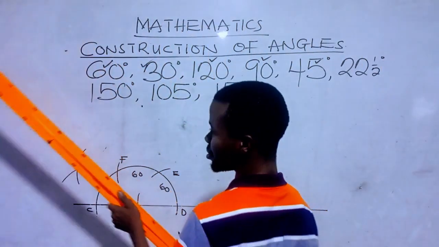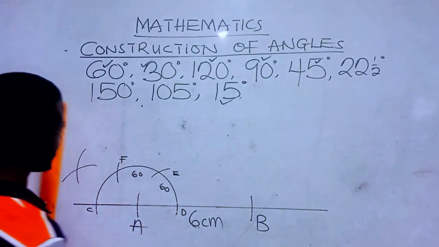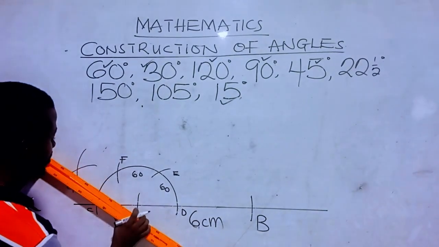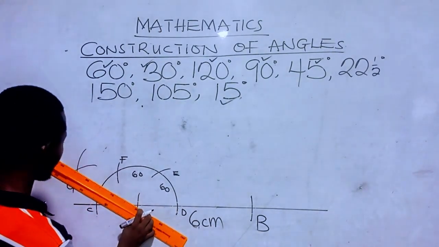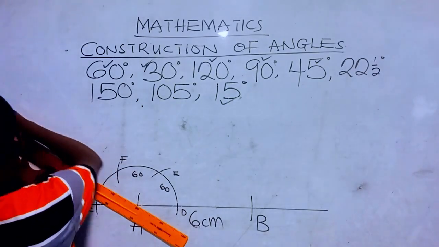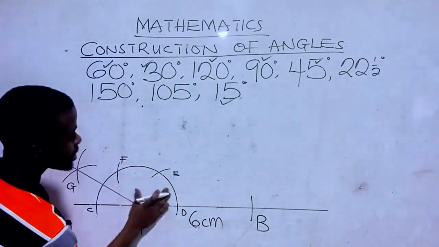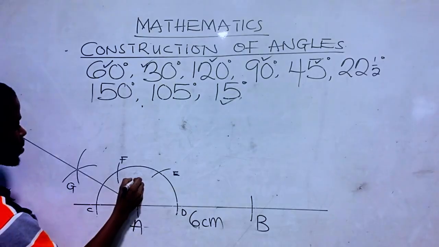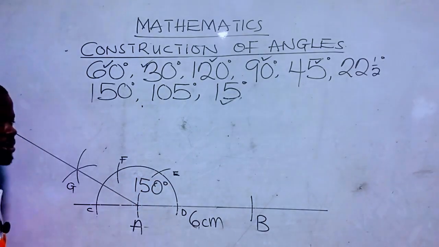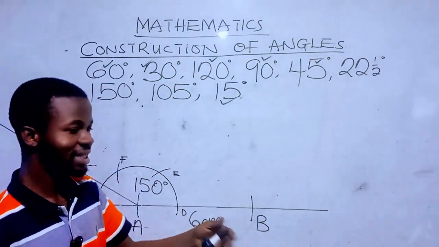Now what do you do? You will now draw a line from A. Let me call this intersection thing. You will draw a line to pass through A and thing, like this. So this angle here is 150 degrees. Now let me construct the 105 degrees at B.